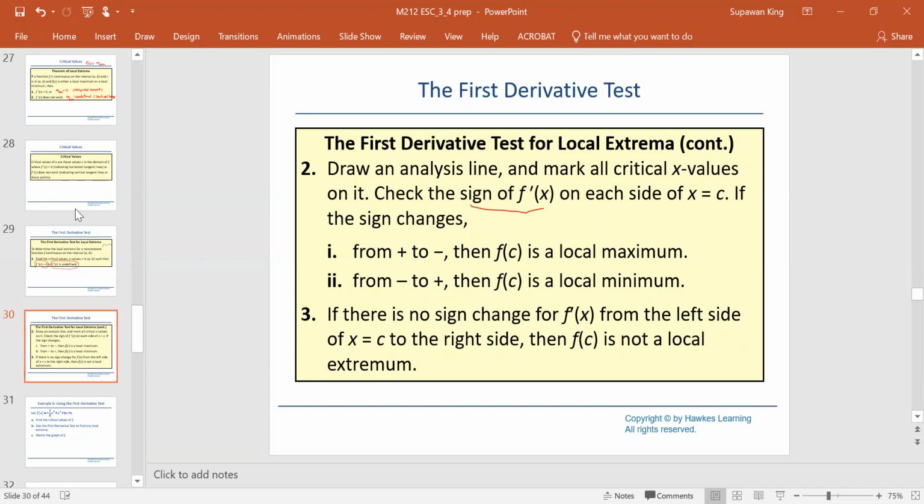Check the sign of f prime on each side of x equals c. If the sign changes from positive to negative, or from increasing graph to decreasing graph, then f of c is the local maximum value. For the sign changing from negative, which is decreasing, to positive, which is increasing, f of c is a local minimum value. Step 3, if there is no sign change for f prime from the left side to the right side of x equals c, then f of c is not a local extremum.